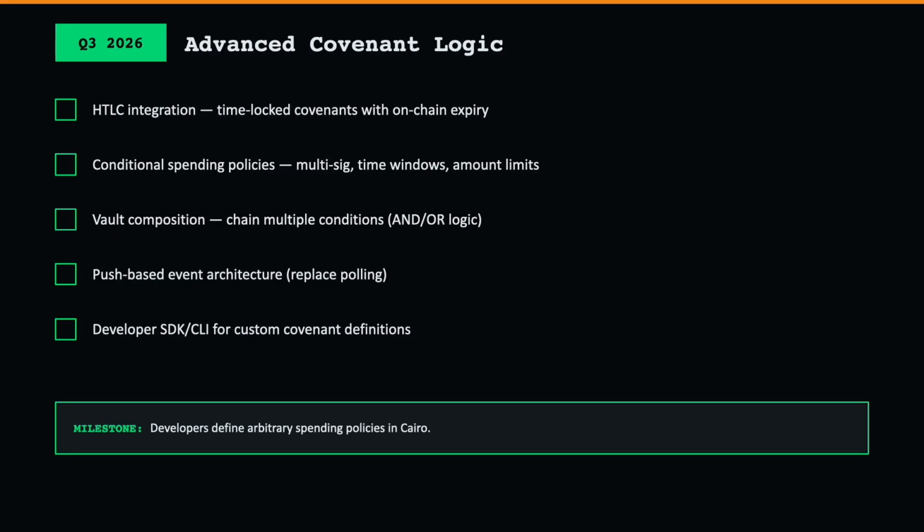The roadmap for Q3 2026 would be advanced covenant logic, HTLC integration for time lock covenants, additional spending policies, and multisig and amount limits, vault composition with AND/OR logic, push-based events replacing polling, and a developer SDK. The milestone achieved will be developers define arbitrary spending policies in Cairo.